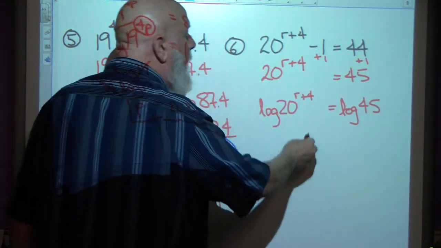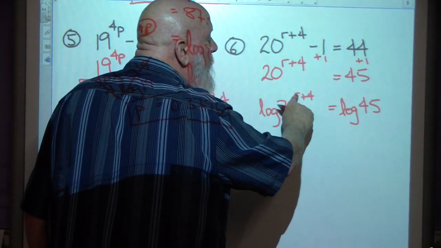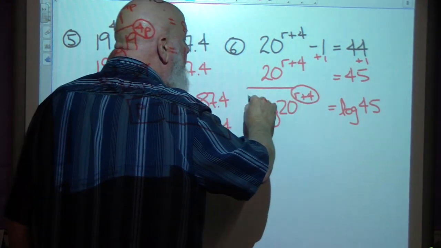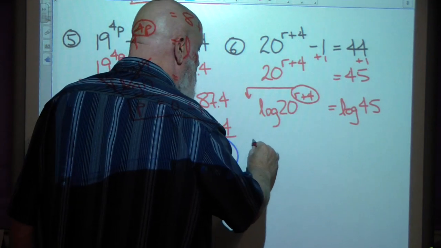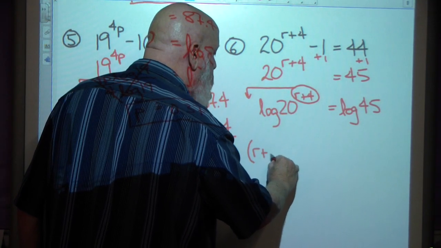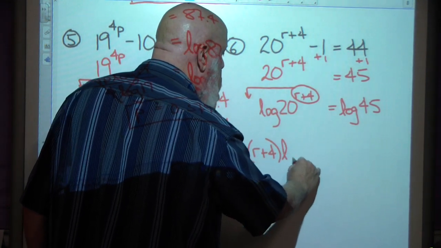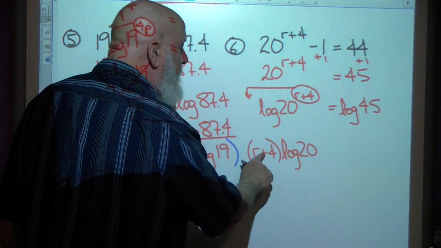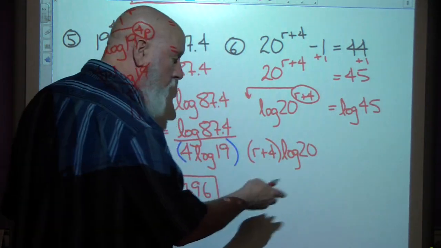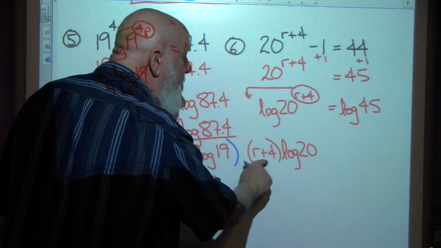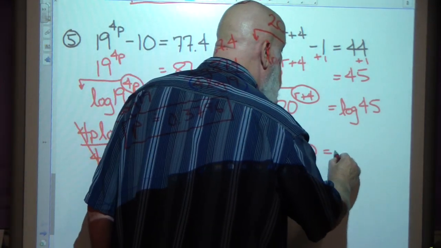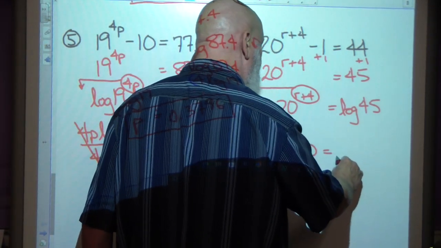Now I'm going to use my power property, and this is a binomial, so when I move this to a position of a coefficient, it must be in parentheses, because this whole thing, r plus 4, is being multiplied by log 20. If I don't have the parentheses, this will be r plus 4 times log 20, order of operations. We want the whole thing being multiplied by log 20, so we must have this in parentheses. Equals log 45.